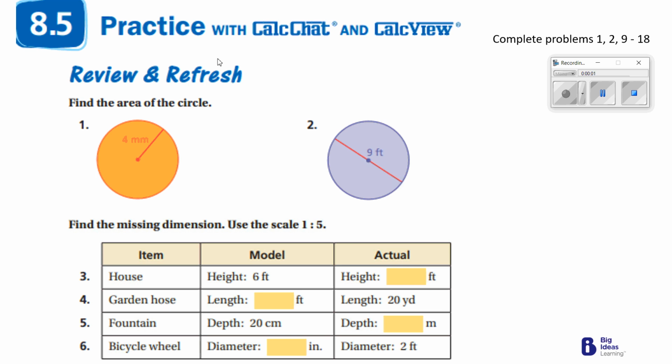We're going to knock out 8.5. We're going with composite figures. You have 1, 2, and then 9 through 18. 1 and 2 say find the area of a circle. I'm finding the area of a circle. Sorry about that.